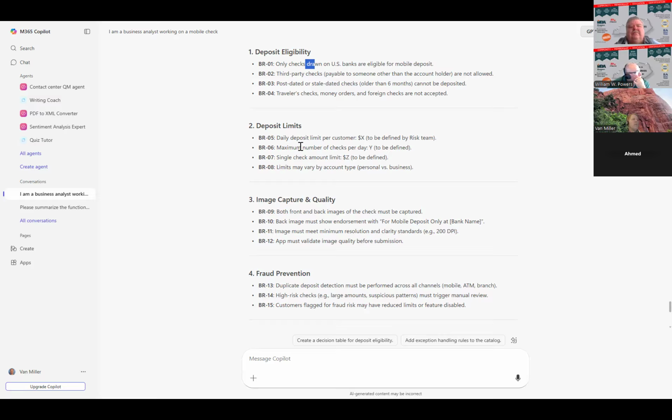Maximum number of checks per day. That's also not a bad idea because of fraud and risk. If you let somebody deposit 1,000 checks, and you don't have a deposit limit, you could get in big trouble real quick. Single check amount limit, another one. That's not a bad idea either. And limits may vary by account type, personal or business. That was in our case study. I remember seeing that. So those look pretty good. I mean, these are good ideas. What do you guys think about that?